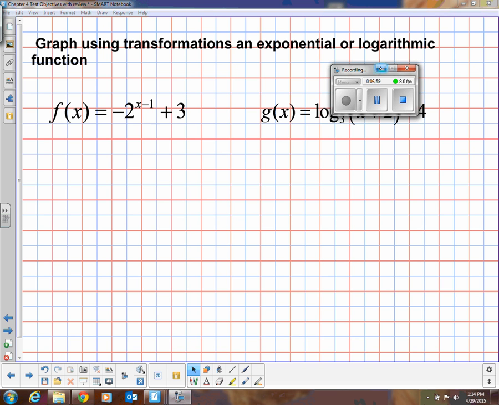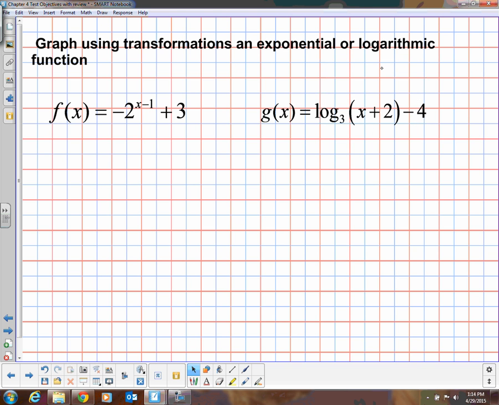That's my question. Nobody has said, do you want me to do the left one first or the right one first? It says graph using transformations and exponential or a logarithmic. So you have one on the test. We have time for both. So let's do this one first then. You ready? This is the exponential one.